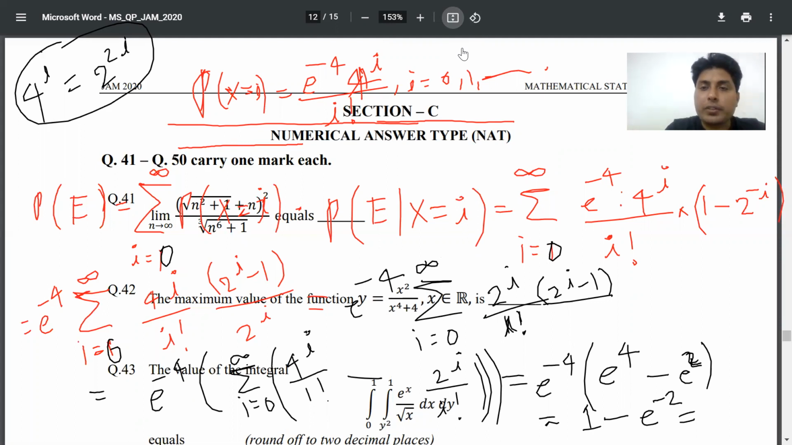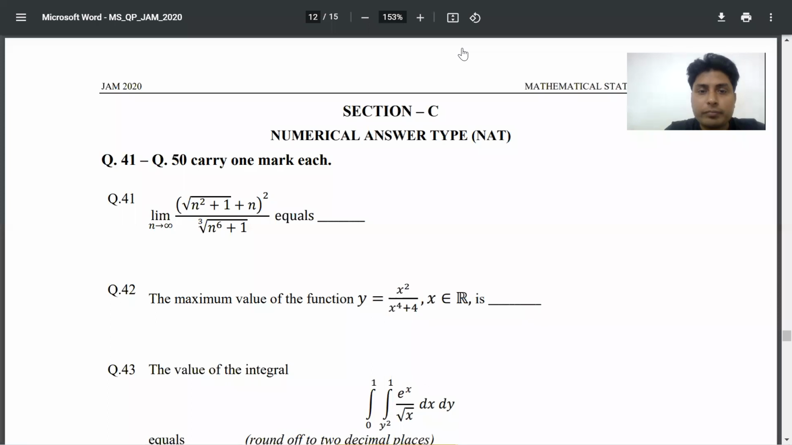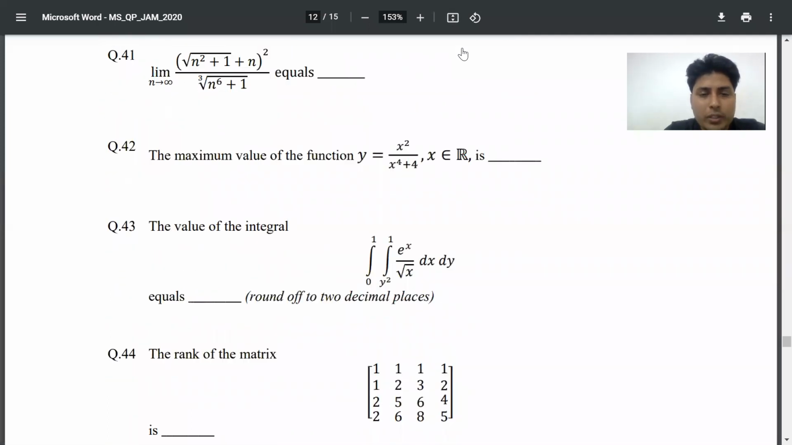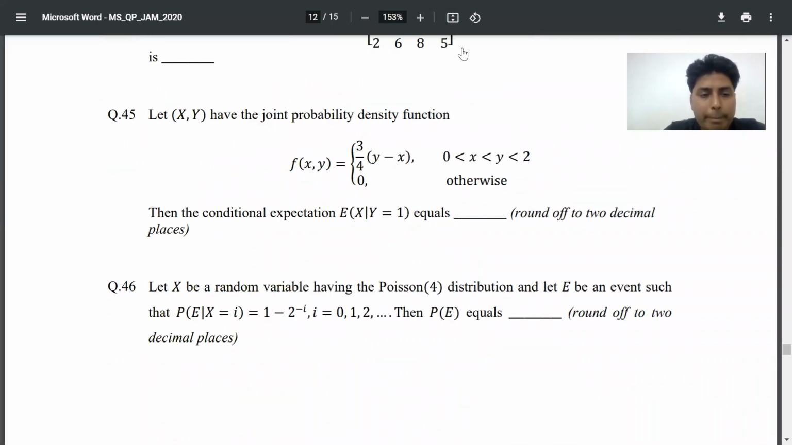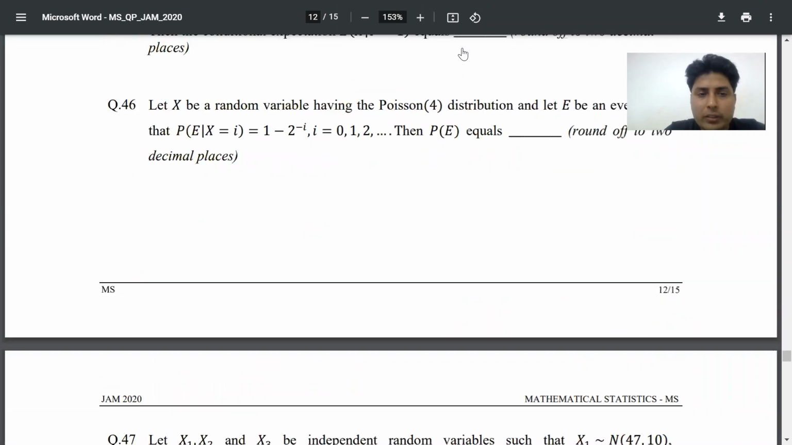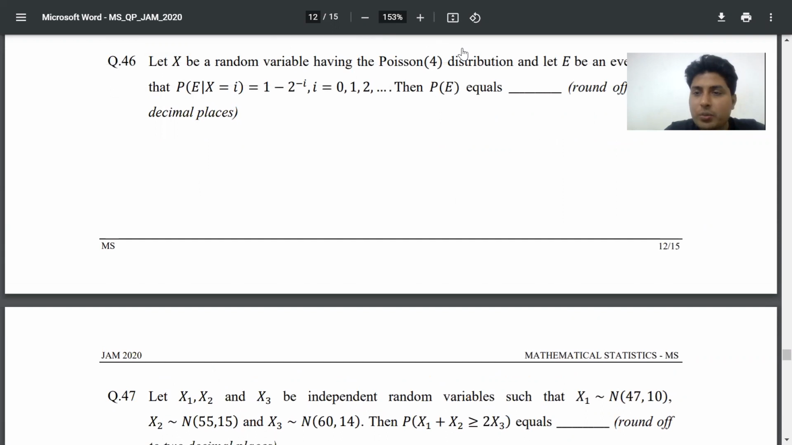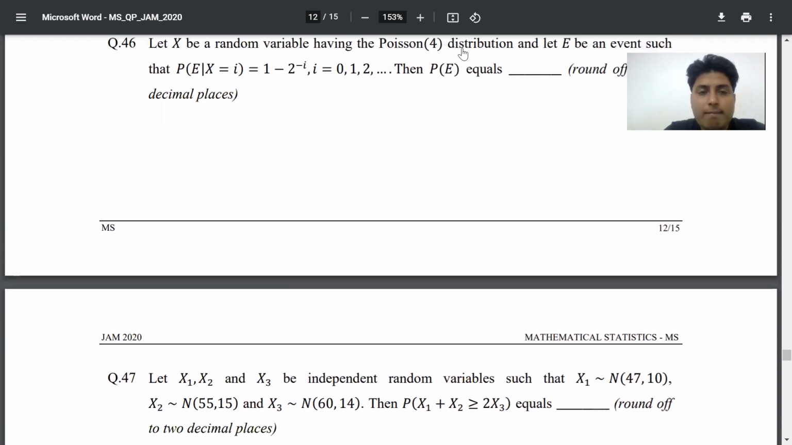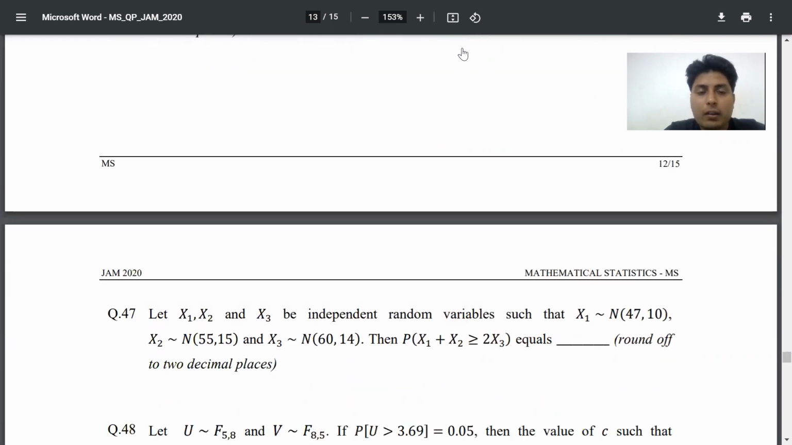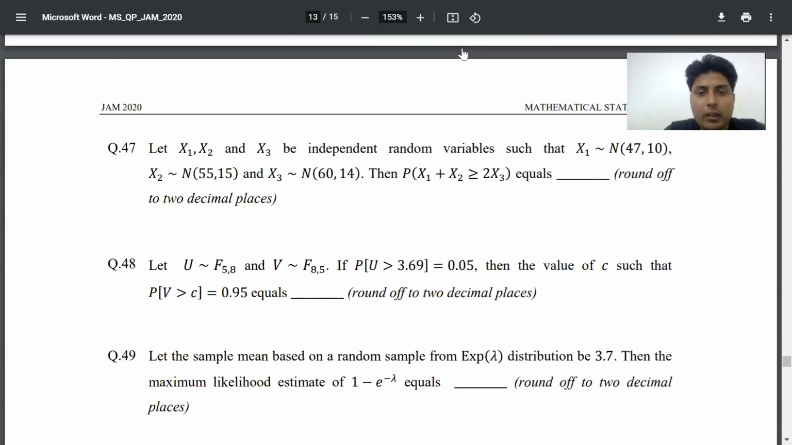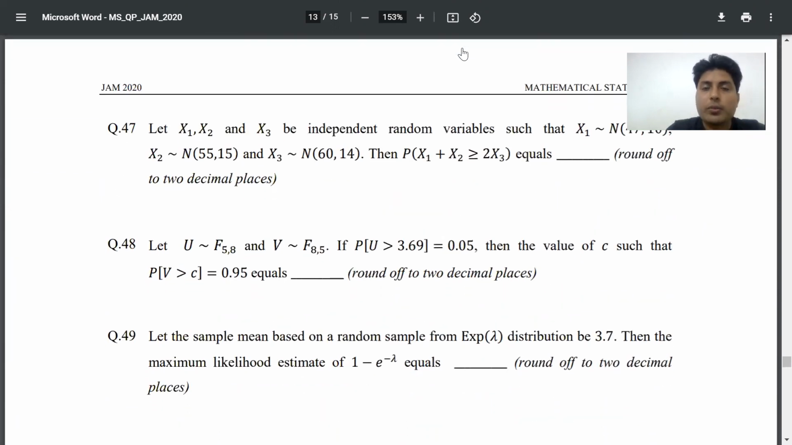Okay, let's go to the next question. So next question, 46 we have done. So 46 you calculate on the calculator, 1 minus e raised to the power minus 2 is the answer. Now 47.